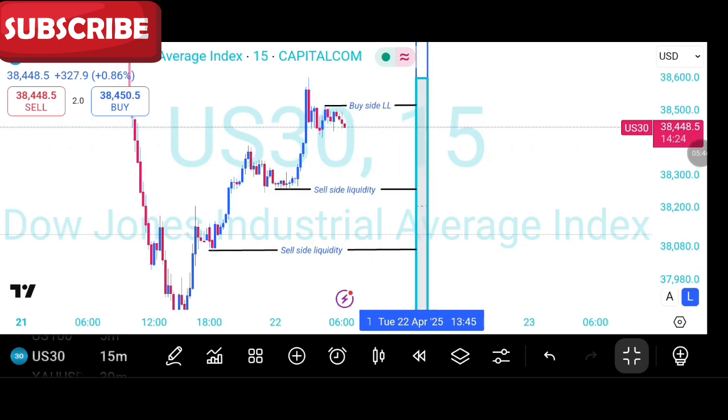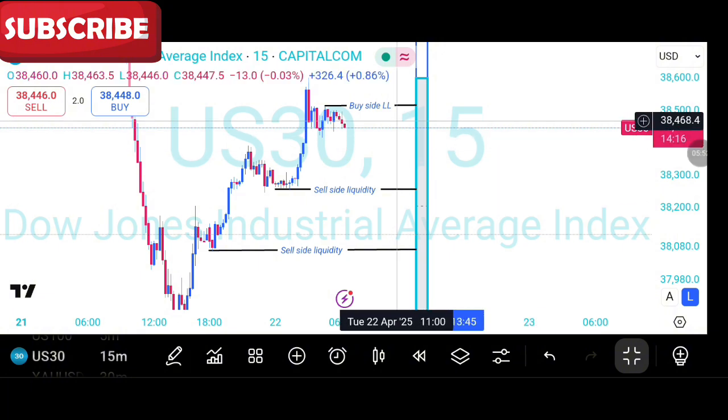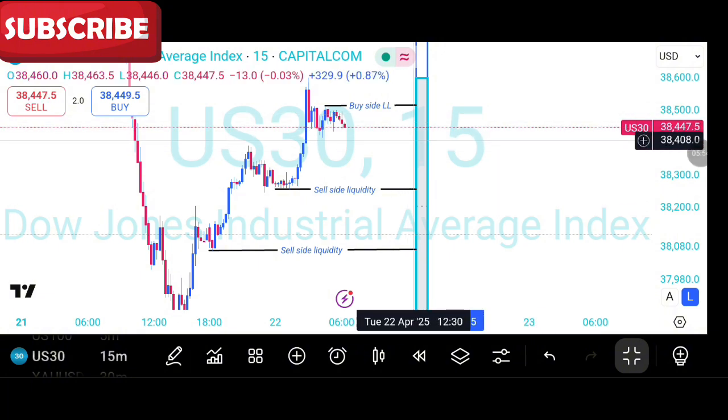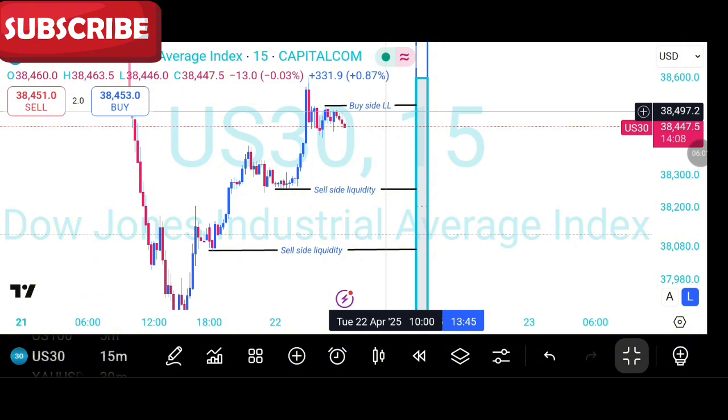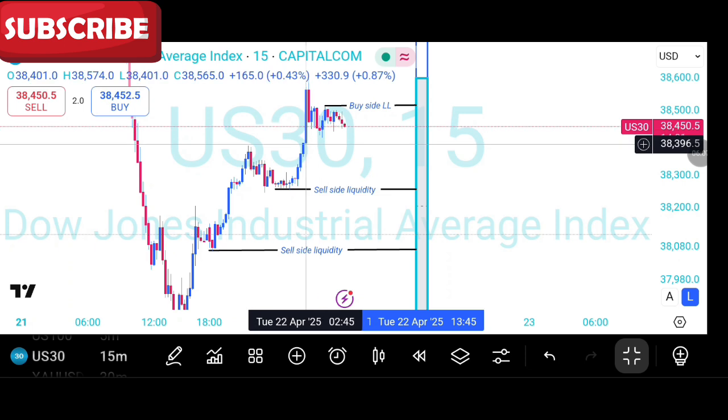So what I'm waiting for over here, I'm waiting for price to take out the high, the buy side liquidity, or eventually price might take out this low. When price does take out this low and will take out this high, then we'll know we have to look for bearish market structure shift, because this low over here that you guys see was taken out.